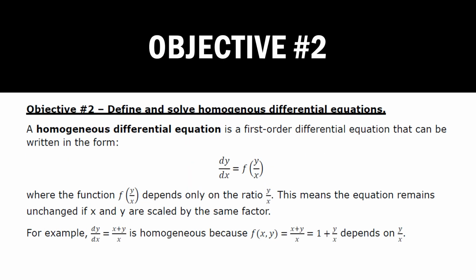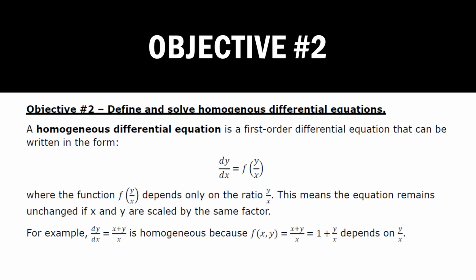Objective number 2: define and solve homogeneous differential equations. This is the first out of three that we'll be looking at in this lesson. A homogeneous differential equation is a first-order differential equation that can be written in the form dy/dx = f(y/x), where the function f depends only on the ratio y/x. This means the equation remains unchanged if x and y are scaled by the same factor.